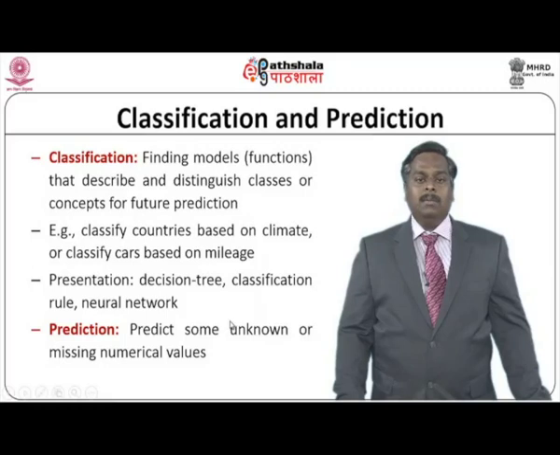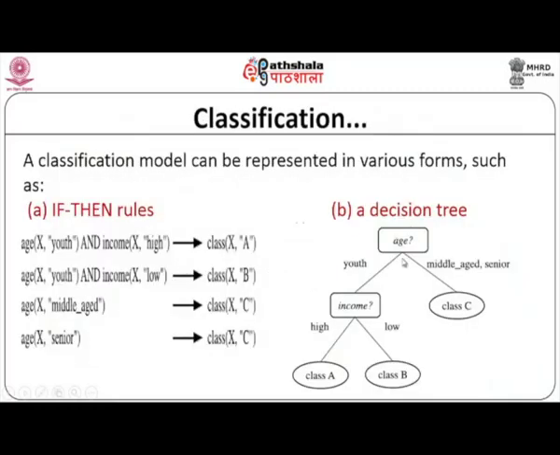So, this is a simple example with which we can understand the clear distinction between classification process and the outcome of prediction process. Now, how can we represent classification? Ultimately, classification needs to be represented either in the form of an if-then rule or in the form of a decision tree. So, here in this slide, you can find a set of rules and say a decision tree. This rule is similar to say your association rule.